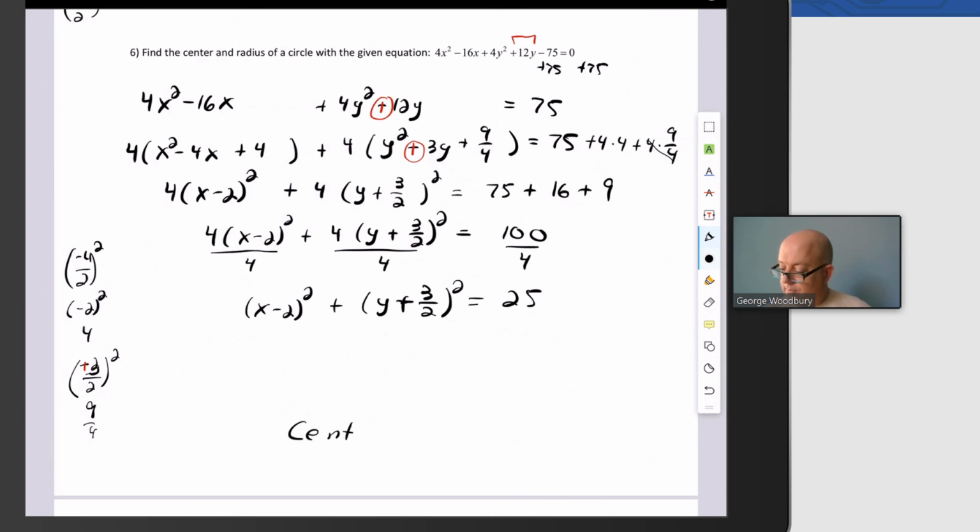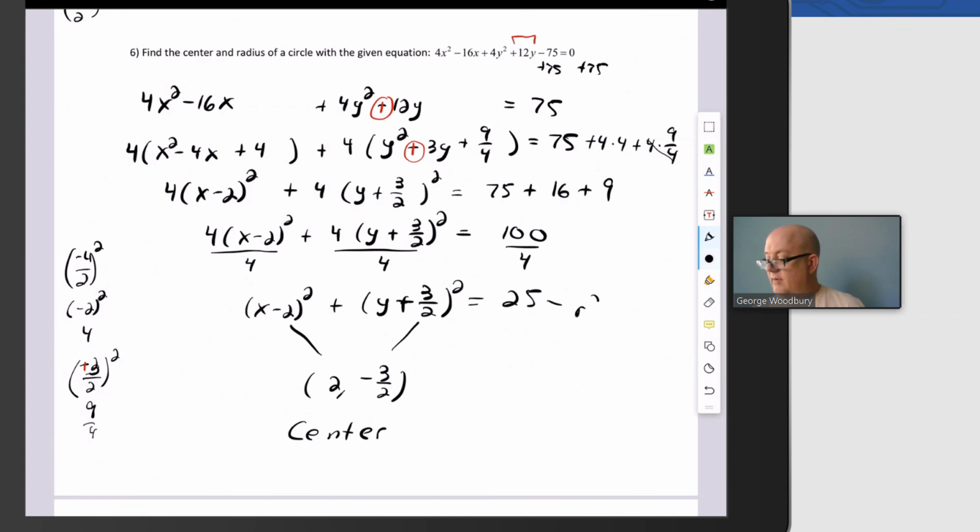For the center, 2 comma negative 3/2. What's being subtracted from x? 2. What's being subtracted from y? Y minus negative 3/2 is the same as y plus 3/2. Another way you can think about it is, what value would I have to plug in for x and for y to make that expression 0? 2 minus 2 is 0. Negative 3/2 plus 3/2 is 0. That might help you to find it a little better.